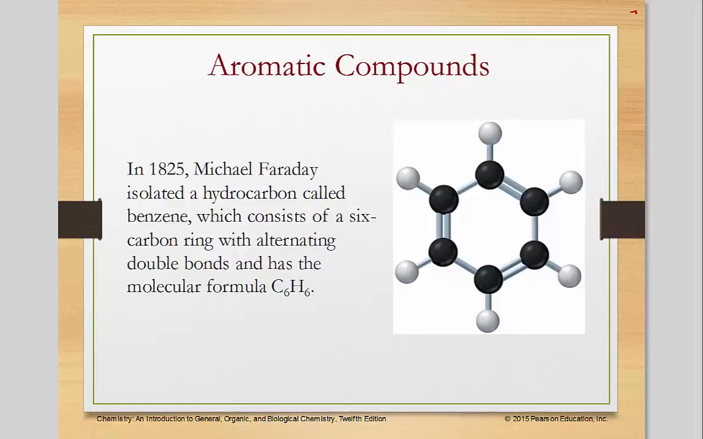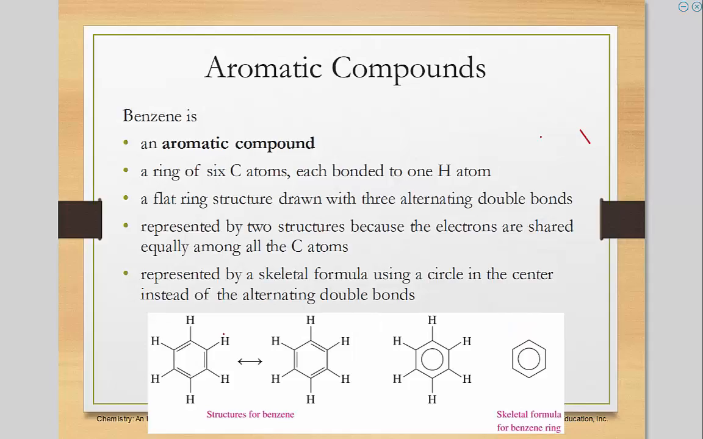In this tutorial we will be discussing aromatic compounds. Benzene is an aromatic compound. It has 6 carbons and each has 1 hydrogen coming off of it. It has alternating double bonds, like you see here. This is the more traditional way of writing it.